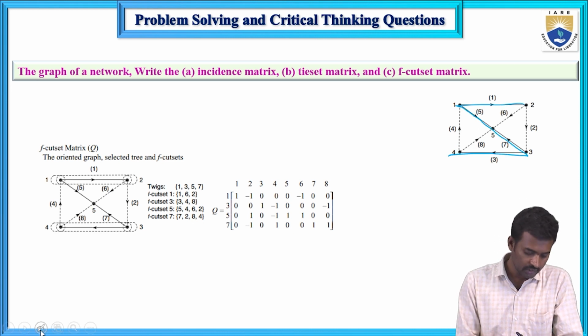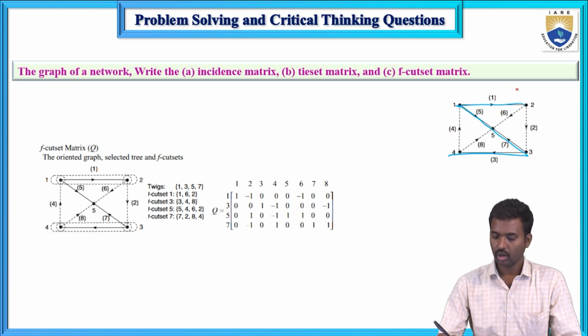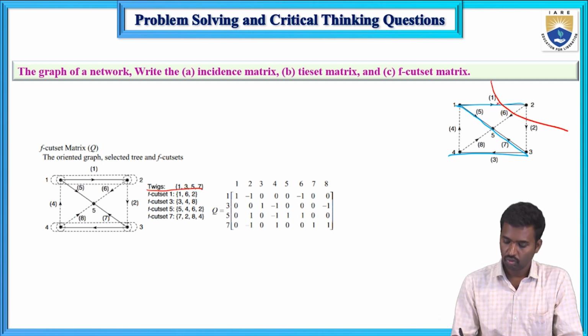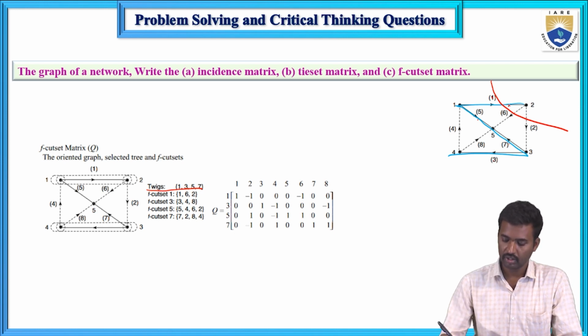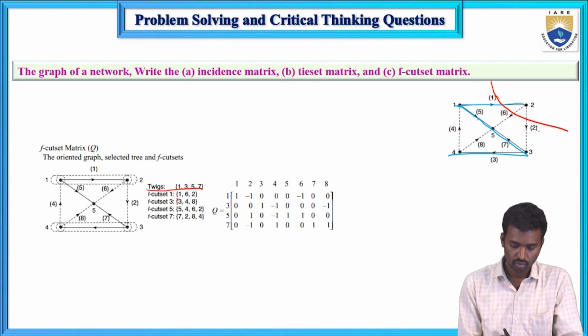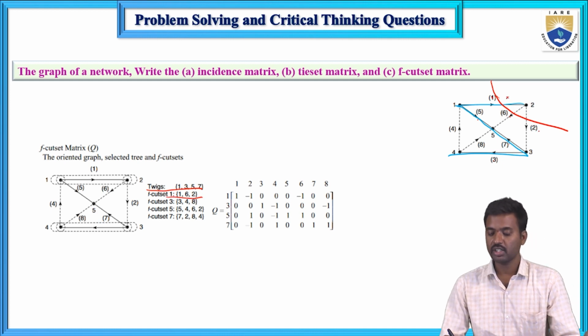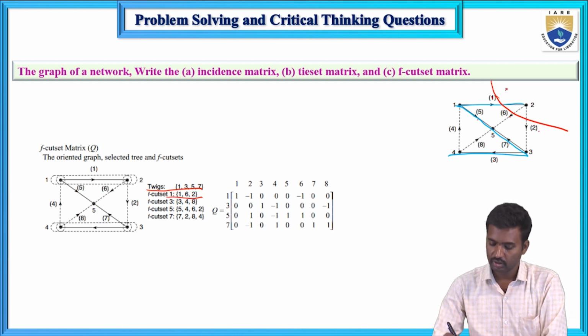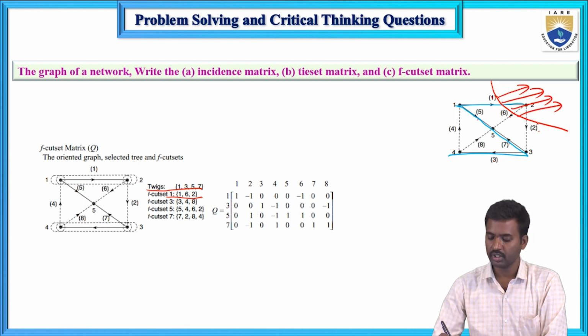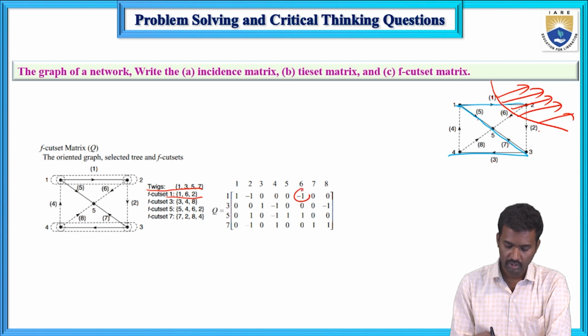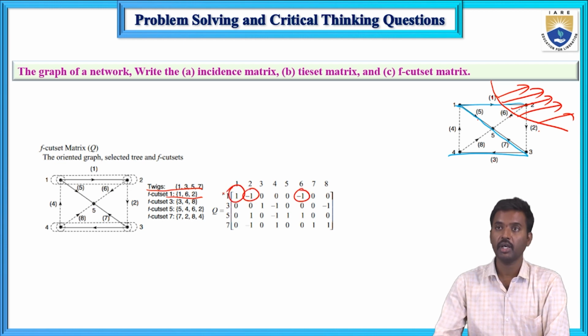So now let me change the color. So now here this is the F cut set 1. So twigs are 1, 5, 7, 3. So for the F cut set 1, so 1, 6, 2. Here this direction should be like this. So 6 is opposite and 2 is also opposite and 1 is same direction.